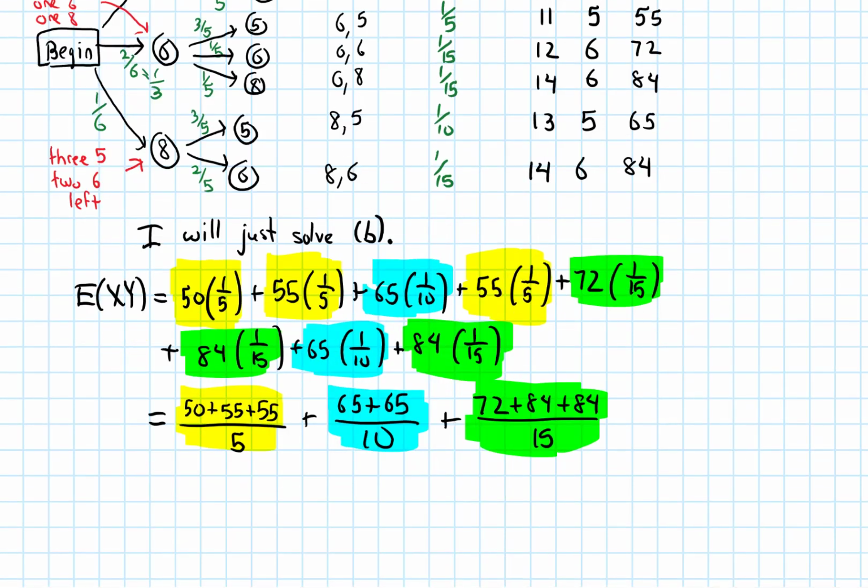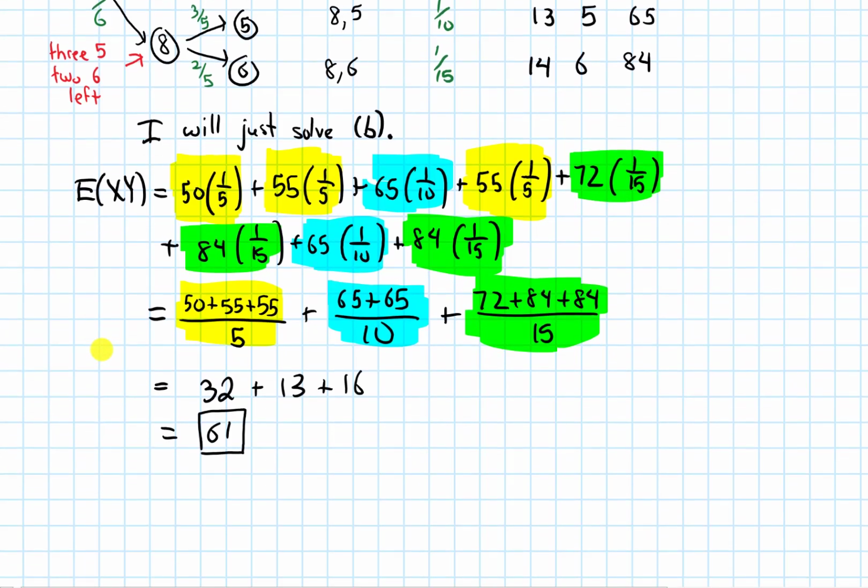And if we work each of these out, they each become a whole number, which is nice. So this is 32, then I get plus, the next one is 13. The last one ends up being 16. And if I add these together, we get 61. And that is our answer.